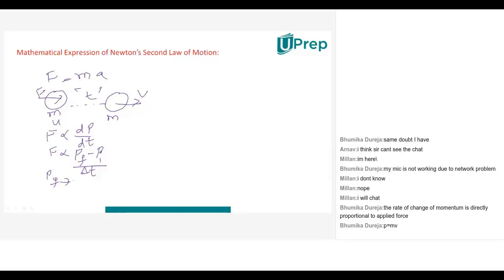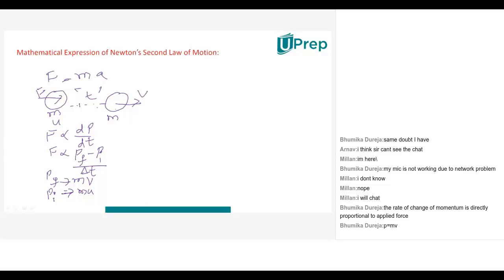So when we take it common, F is proportional to m into v minus u by t. So change in velocity by time, as you generally know, is nothing but acceleration. So that's why I wrote F is proportional to ma. And when you are removing the proportionality like this, what do you have to do? You have to write one constant, which is known as the proportionality constant, and we write it as k. So F is equal to kma, whereas k is known as the proportionality constant.